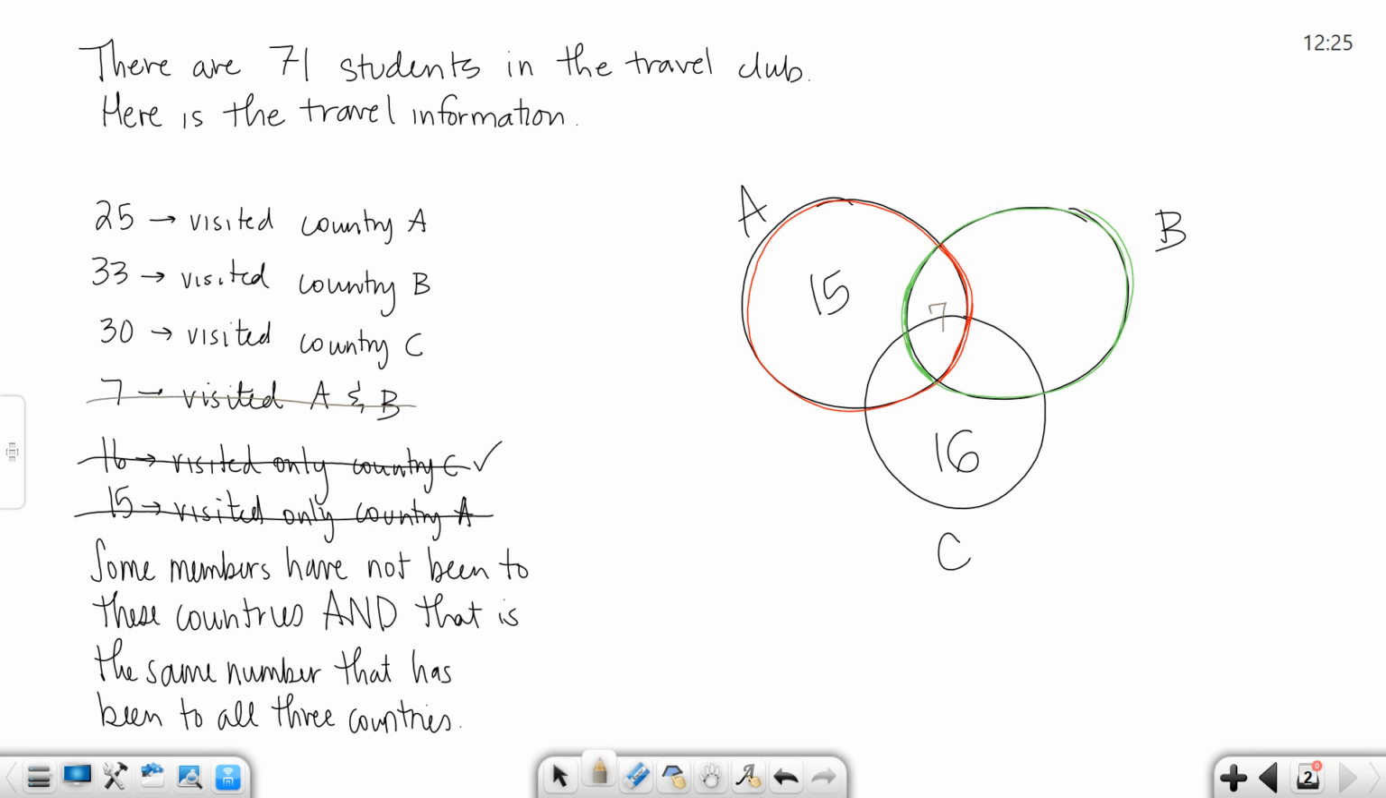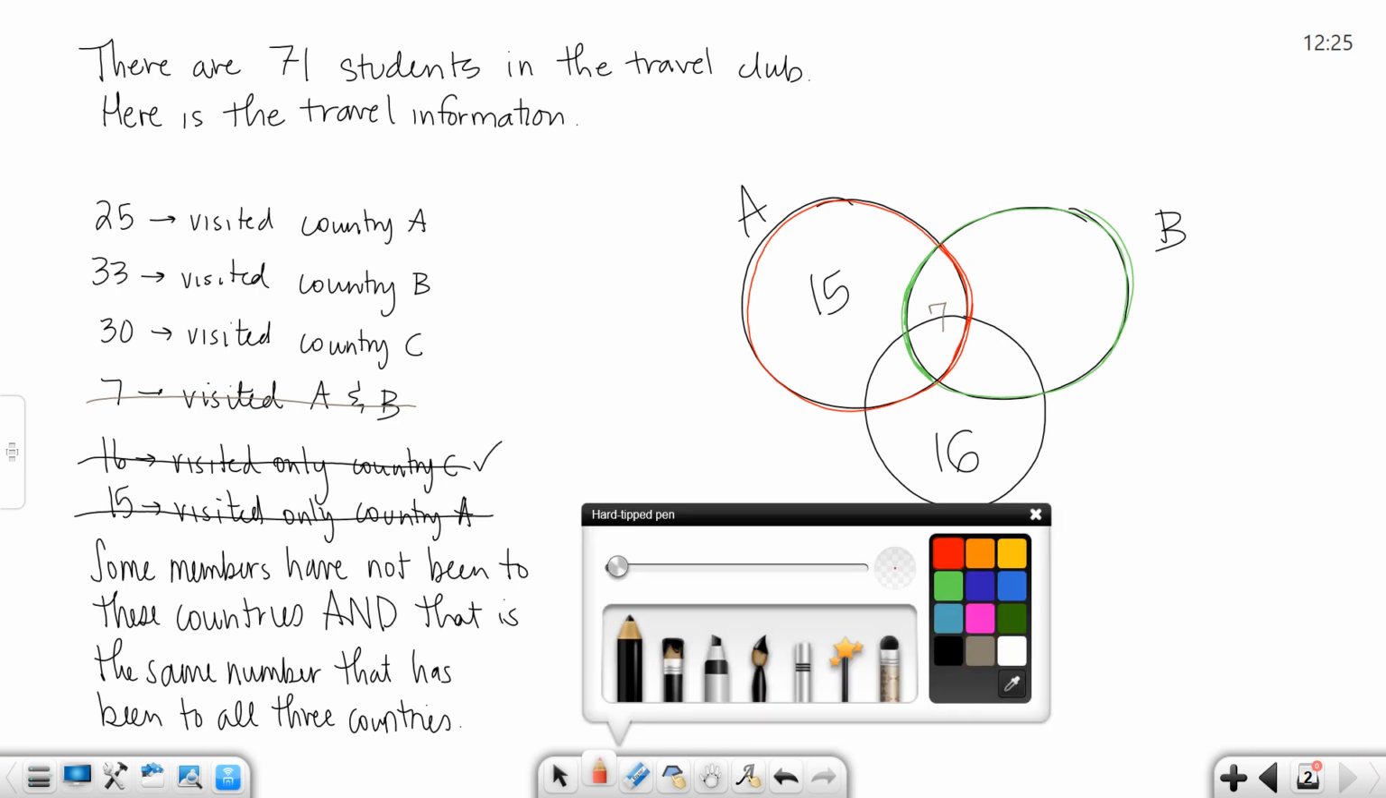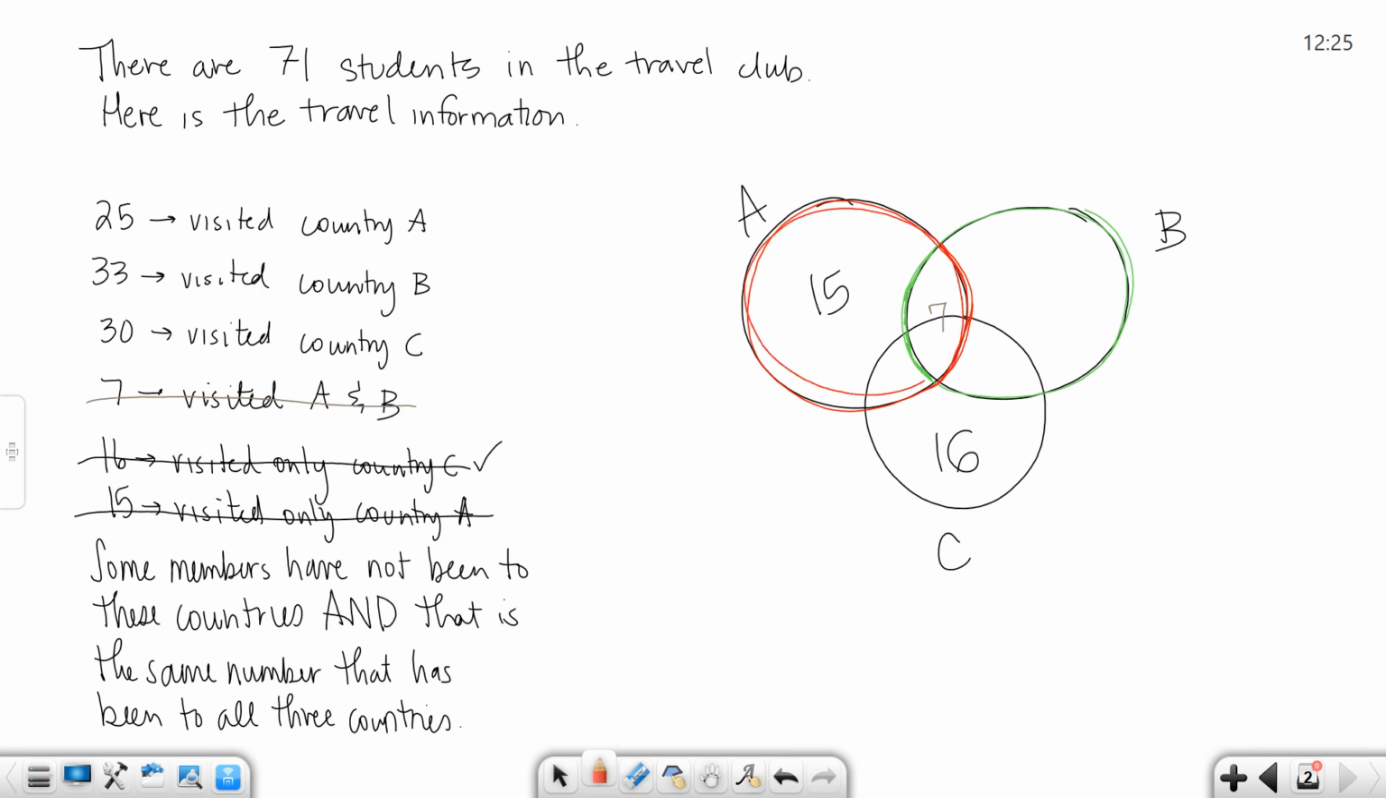So now then, let's go from there. In the red circle, that's circle A. In the red circle right now, let's see if we can fix that. I have 15 and I have 7. So I have 22 people. That's country A. But country A should have 25 people. So that means I have 3 people outside. That's where it would go.